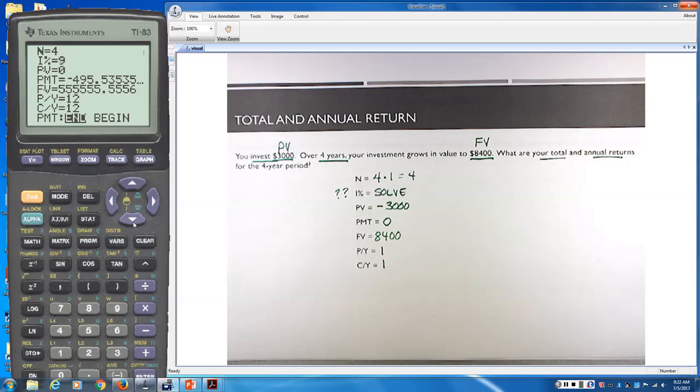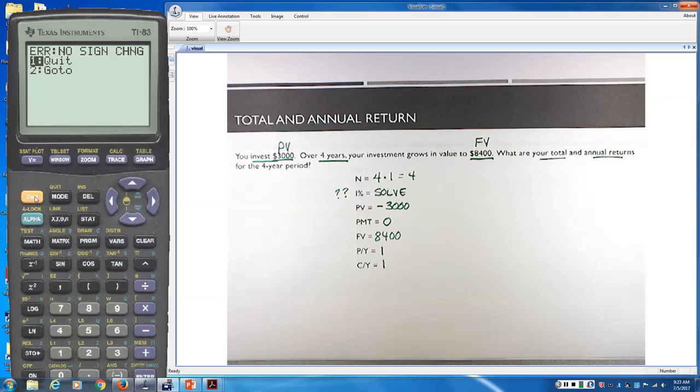Four years, don't know the interest rate. Present value is $3,000. No payments. Future value is going to grow to $8,400. Compounding once a year. Interest paid once a year. Let's go back up and solve for the interest rate.